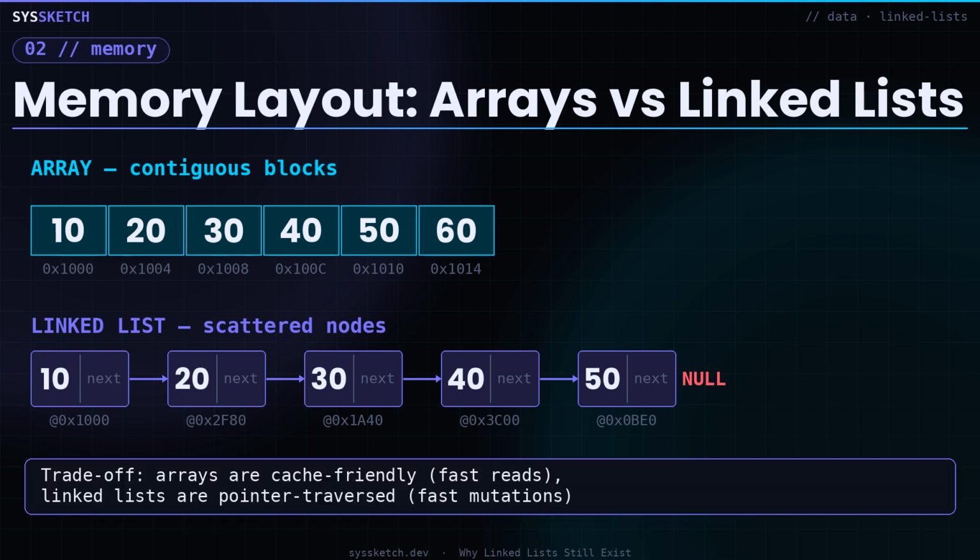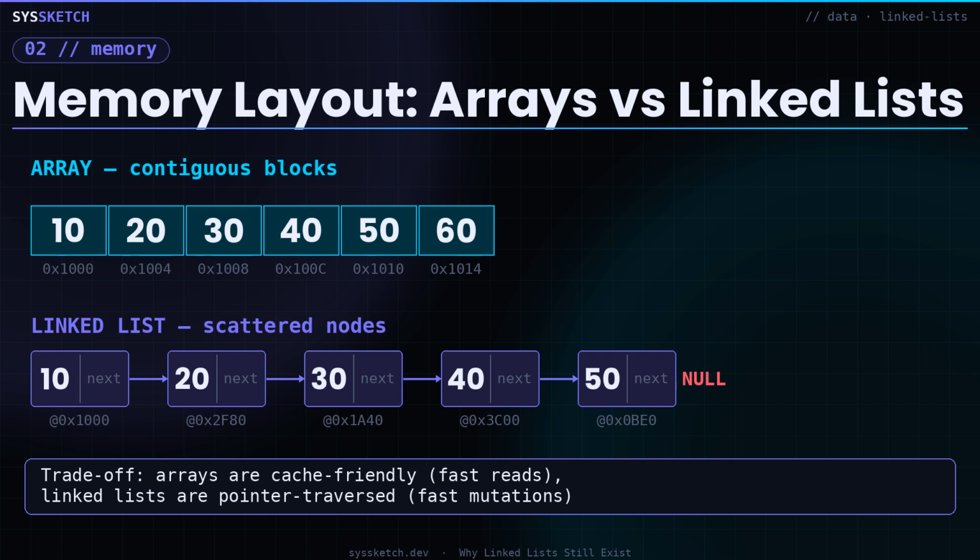A linked list works completely differently. Each node can live anywhere in heap memory: address 1000, then 2F80, then 1A40. There is no spatial relationship between nodes whatsoever. Every time you follow a pointer to the next node, you jump to a completely different memory location. That is a potential cache miss every single hop. The CPU has no way to predict where you are going next, so it cannot prefetch. This is the fundamental hardware cost of a linked list. You pay in cache efficiency on every traversal. But in exchange, you get something arrays can never give you at any price: true O(1) insertion and deletion anywhere in the structure without touching any other element.